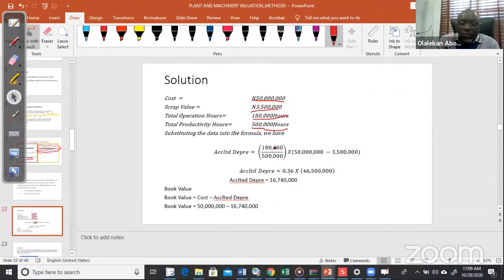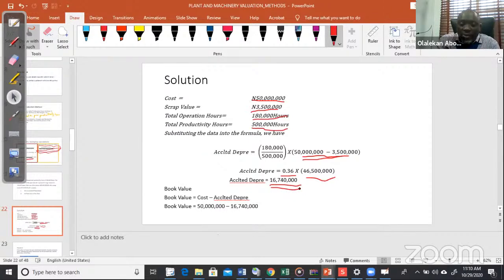So you have running hours of 180,000 divided by total productive hours of 500,000, multiplied by your depreciable amount, which is cost minus scrap value. So your depreciable amount becomes 46,500,000. 180 divided by 500 becomes 0.36. When you multiply that out, the accumulated depreciation is 16,740,000. That answers the first question.